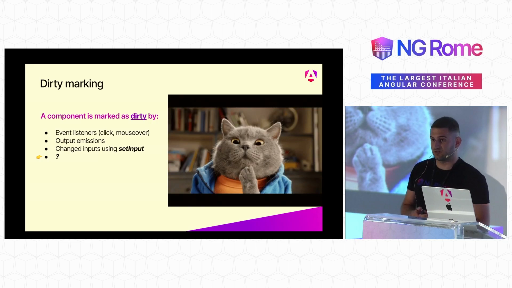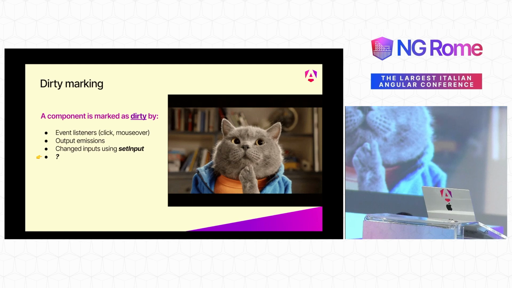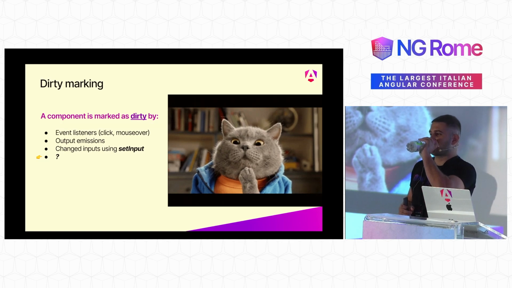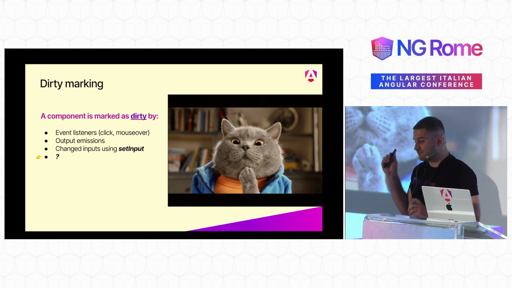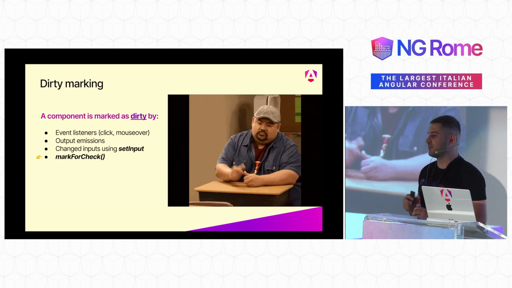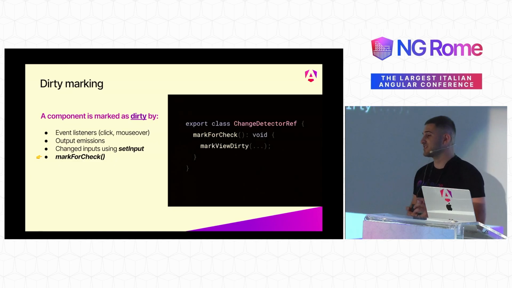But what is this fourth one? Any guesses? Async pipe? Okay. Any other guesses? Correct. That is mark for check. And if you check the mark for check source code, that is basically just calling mark view dirty under the hood.